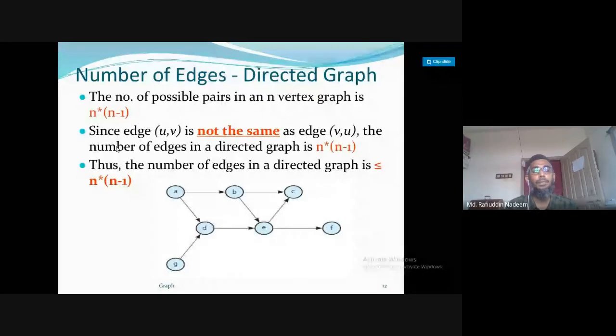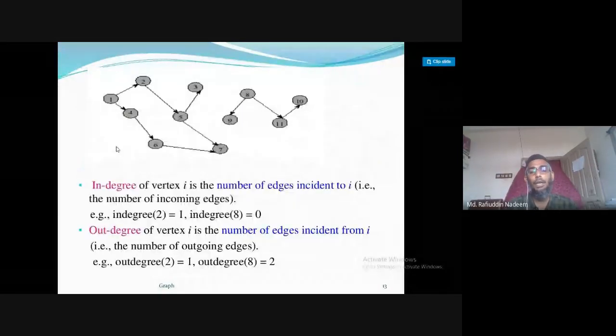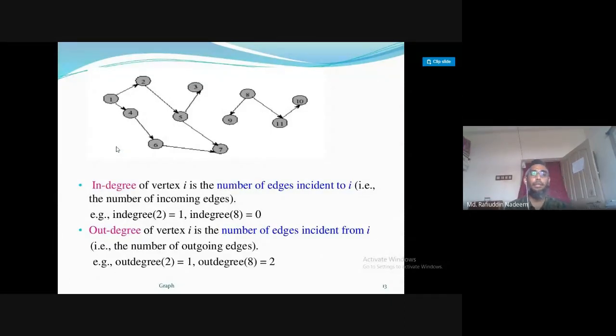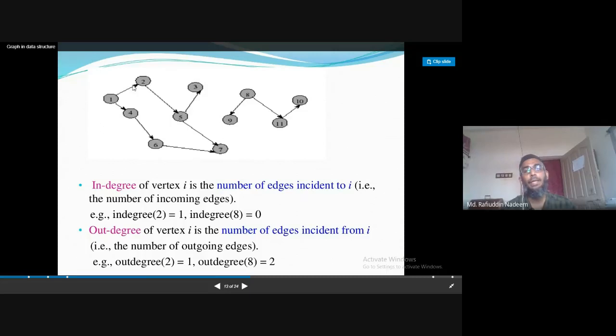Next you have the in degree and out degree. The other two properties to mention are the in degree and out degree. The in degree of a vertex I is the number of edges incident to I, meaning the number of incoming edges. How many edges are coming to a particular vertex forms the in degree, and the out degree is the number of edges incident from I, which gives the number of outgoing edges.